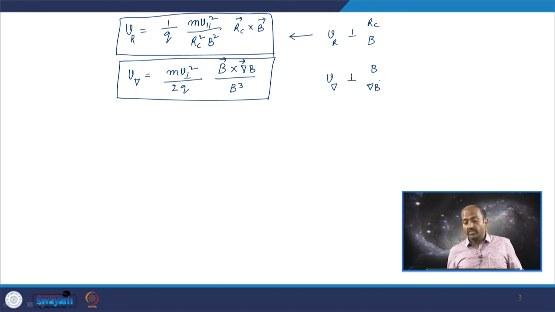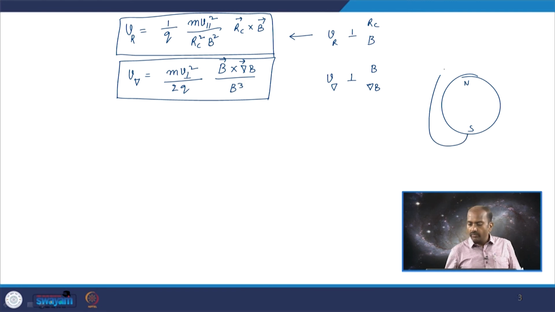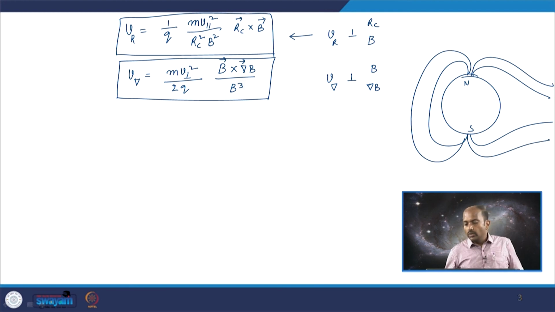right. Let us say, for example, we put the example of the earth. So, let us say the earth is like this. This is the geographic south pole and this is the geographic north pole, and the magnetic field lines will look something like this, realistic magnetic field lines. Right. So, the geographic north pole is actually the geomagnetic south pole, and geographic south pole is actually the geomagnetic north pole. So, the magnetic field lines, and their direction, should look something like this.